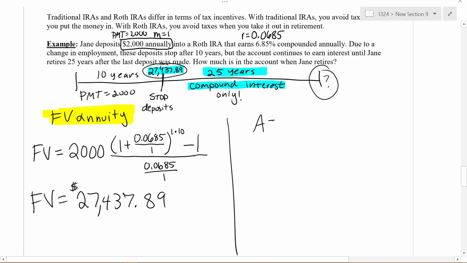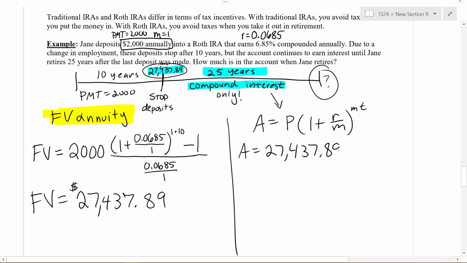So the formula we want to use for the future value of this compound interest is going to be A equals P times 1 plus R divided by M to the MT power. So this is just our compound interest formula. Now, what is the principal? How much is going into this account for 25 years? That's the $27,437.89 that came out of the future value account.